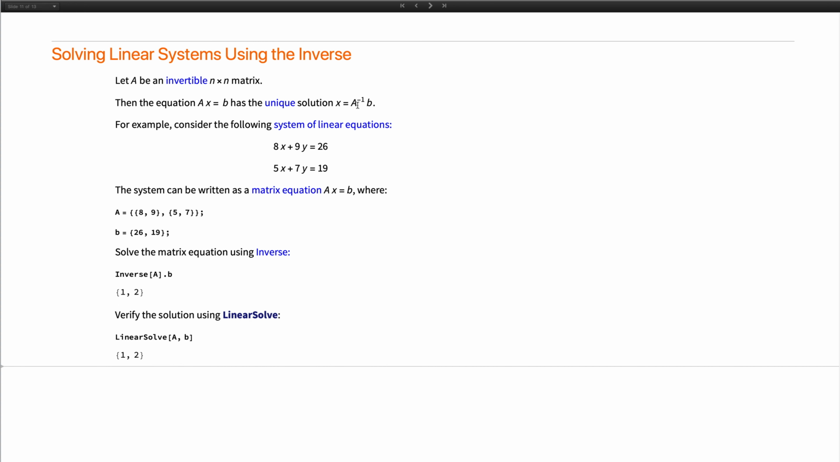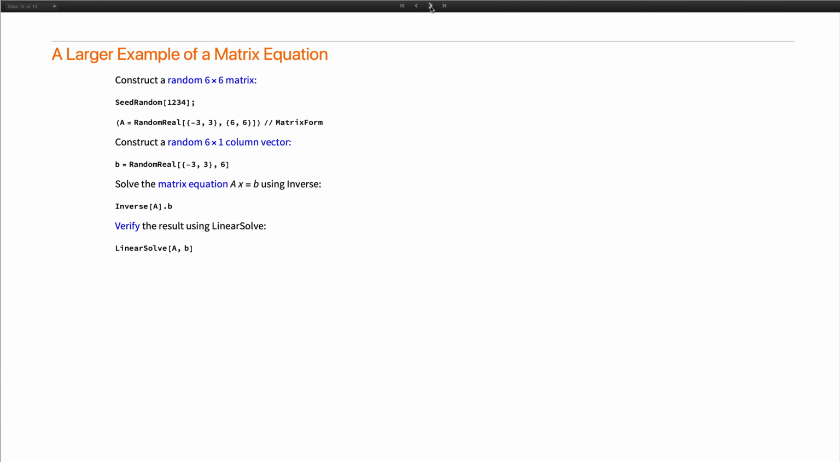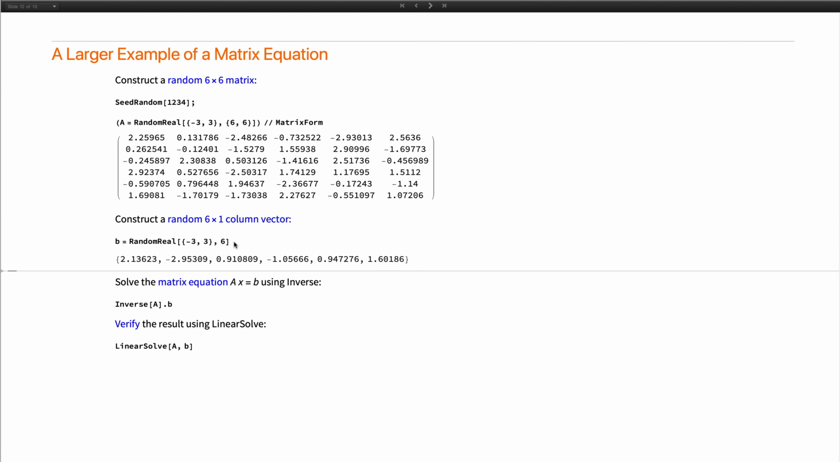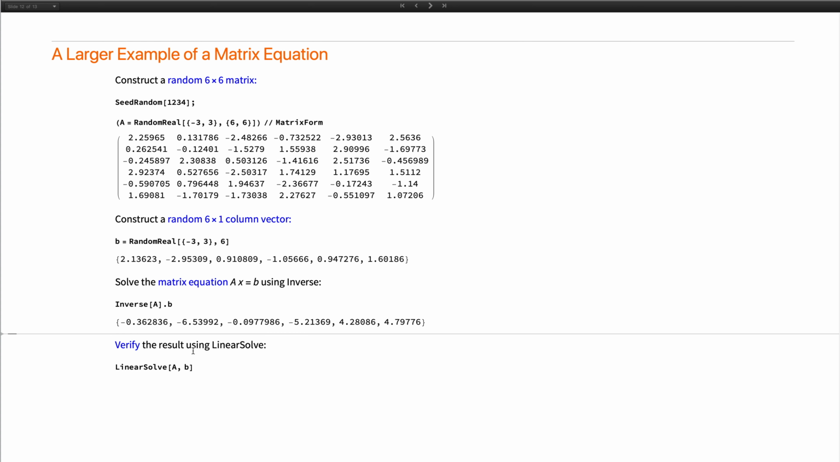Now, that's a really neat procedure, and in fact, it works for matrices of any order. So let's say I take a random 6 by 6 matrix. I take a random right-hand side. I solve the equation with the formula, and I check the answer with linear solve, and you do get back the same result in this case as well. So the inverse actually gives us a wonderfully clean way of solving linear systems or matrix equations.